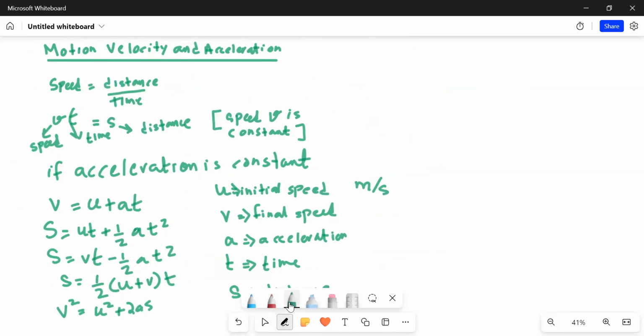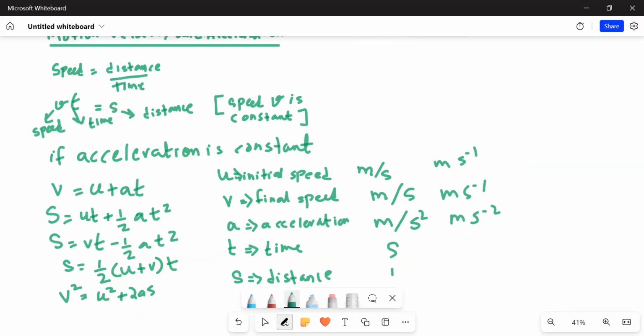Okay. This would be meters per second. Again, final speed. Acceleration is meters per second squared. It's also written like this, m s minus 2, m s minus 1. Time is seconds and distance is meters. So these are the SI units.